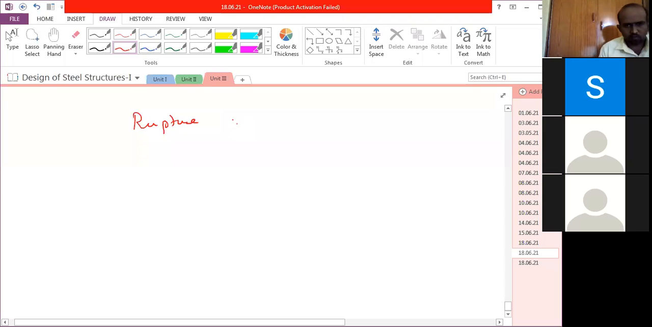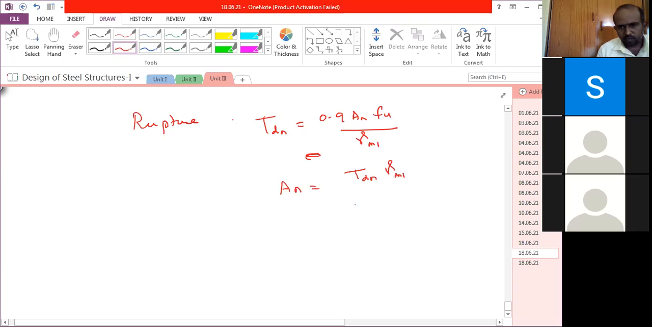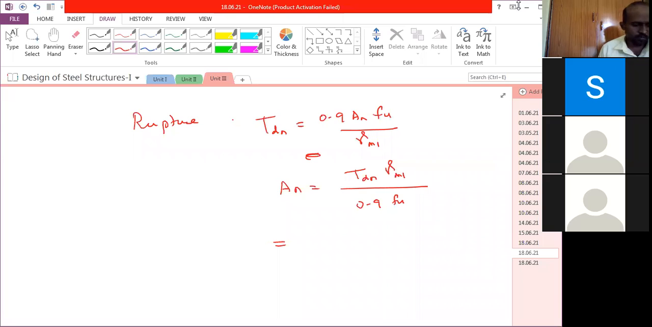TDN is equal to 0.9 AN FU divided by gamma M1, right? This formula only we are using. Now AN is equal to TDN gamma M1 divided by 0.9 FU. So TDN, how much did we calculate? 175.8, right? So this much load only we are going to design.